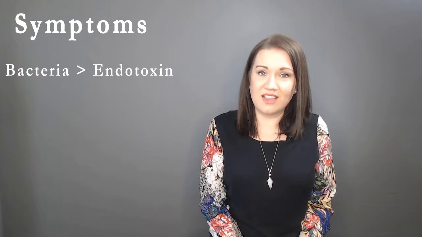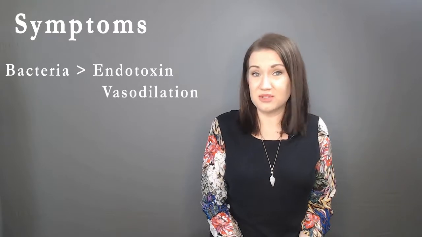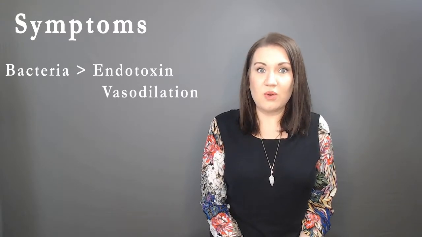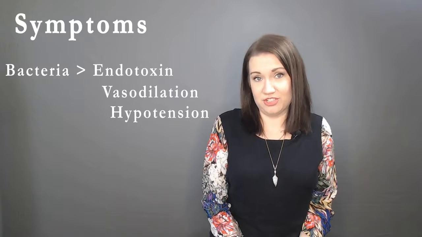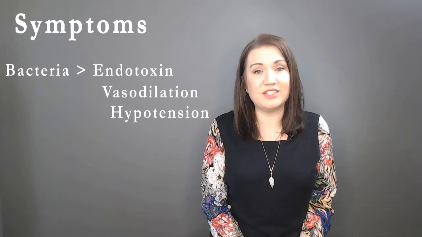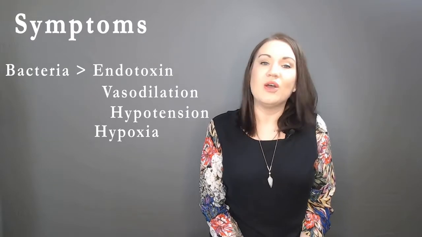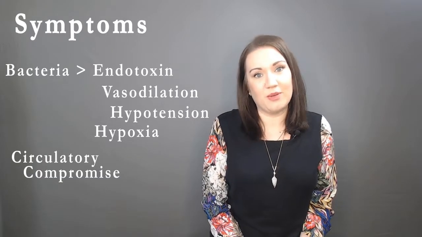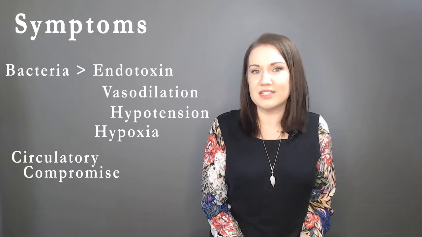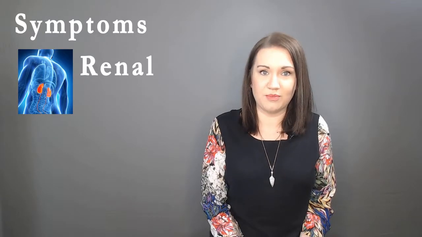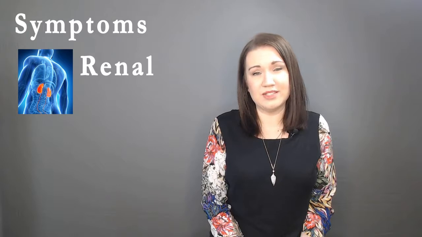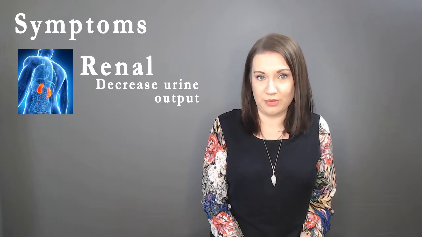So the bacteria, the infection that a host has, as it's going through the body, many times it releases endotoxins. These endotoxins then cause vasodilation in your blood vessels, which then causes hypotension. Hypotension leads to hypoxia of your vital organs and tissues, which then leads to circulatory compromise. One of the first systems that is affected is your renal system, and for patients in sepsis, you will see a decrease in urine output.